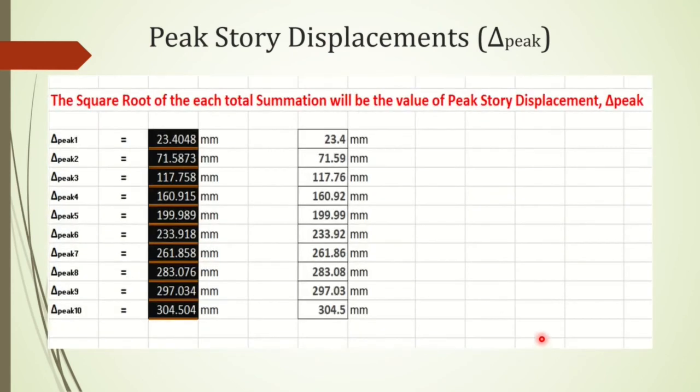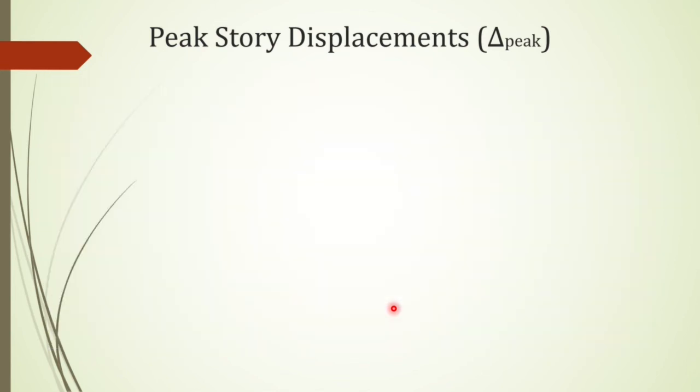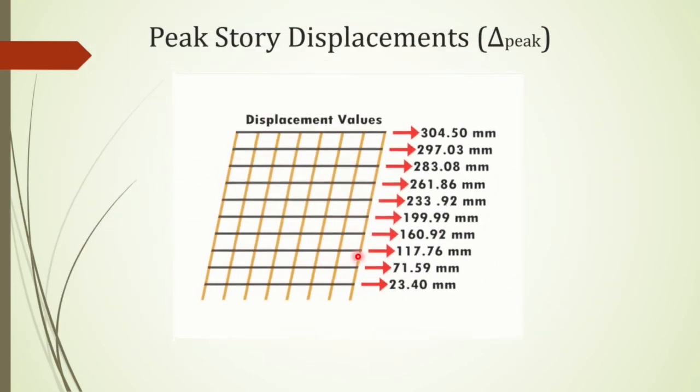Sa next slide naman po, gaya ng ginawa natin kanina, ito na po yung square root ng sum na kanina sa bottom row. So ito na po yung value ng ating peak story displacement: 23.4 mm for the first floor, and 304.5 mm sa 10th floor. So ito po yung kanyang shape.